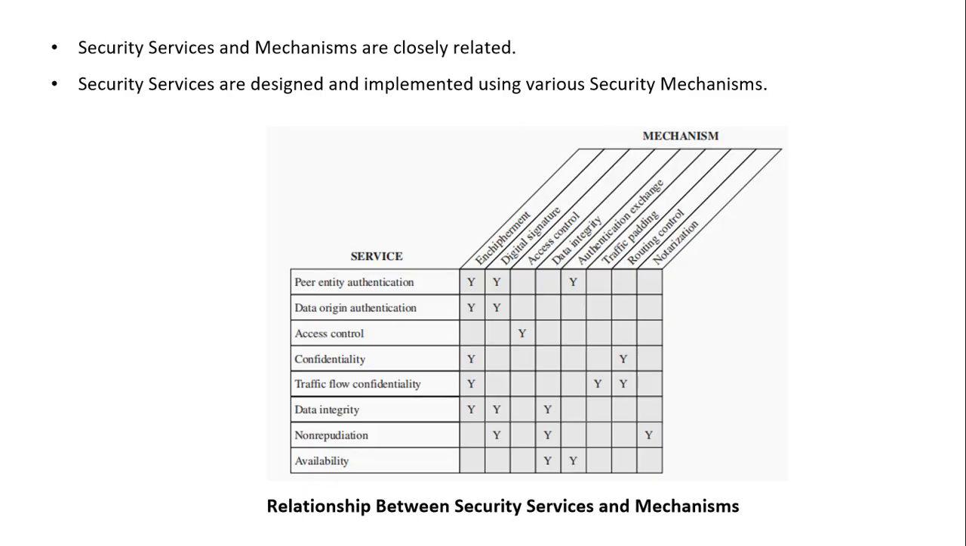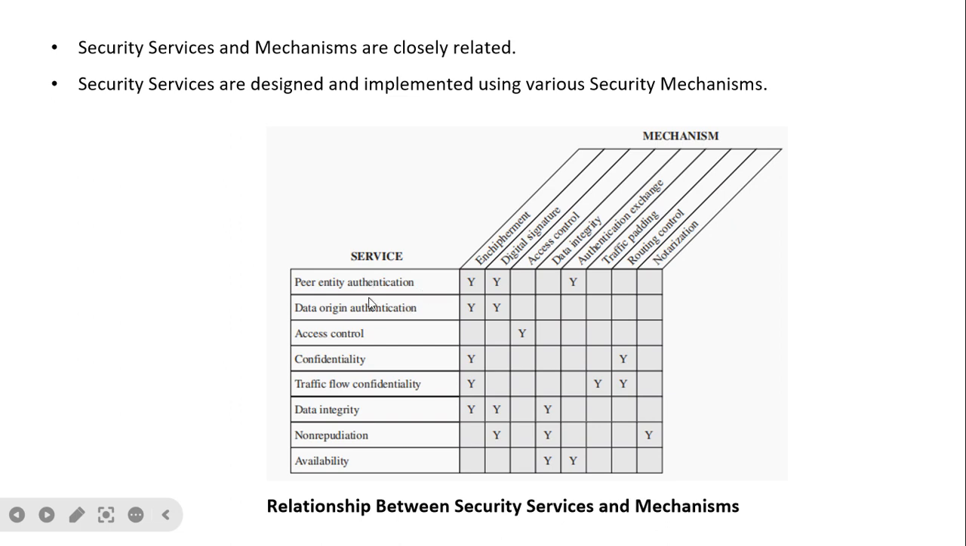Security services and mechanisms are closely related, and security services are designed and implemented using various security mechanisms. So this is the relationship between the service and mechanism. For example, peer entity authentication, that is nothing but end-to-end secure communication. We are required to go for encryption, then digital signature and authentication exchange, that is user password exchange.